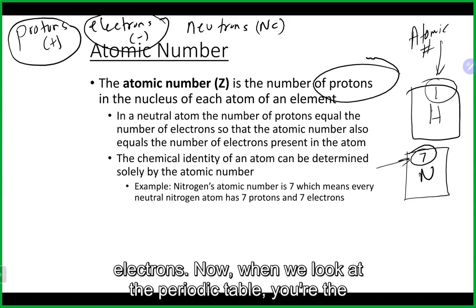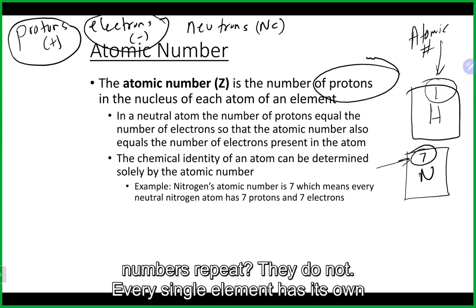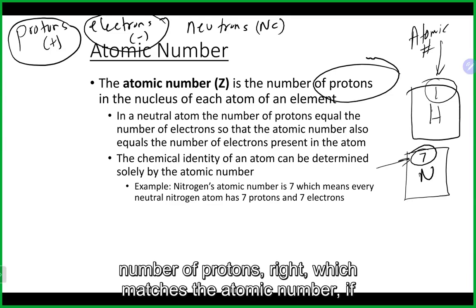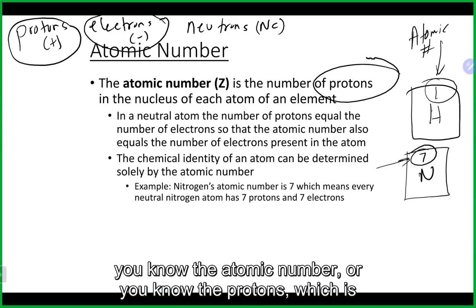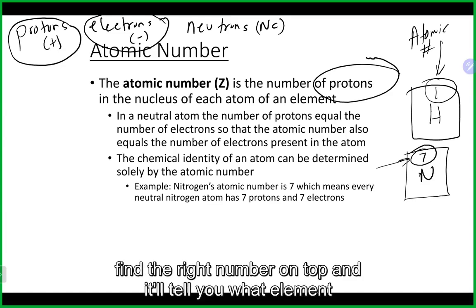Now, when we look at the periodic table, if you've got one at your desk, do any of the top numbers repeat? They do not. Every single element has its own atomic number, which means every single element has its own number of protons, right? Which matches the atomic number. If you know the atomic number, or you know the protons, which is essentially the same thing, all you need is a periodic table. You'll know what element you're dealing with. You just go find the right number on top, and it'll tell you what element you're dealing with.